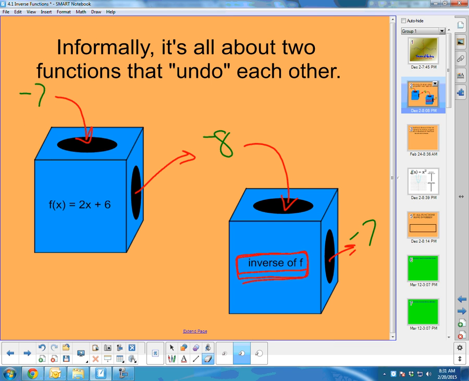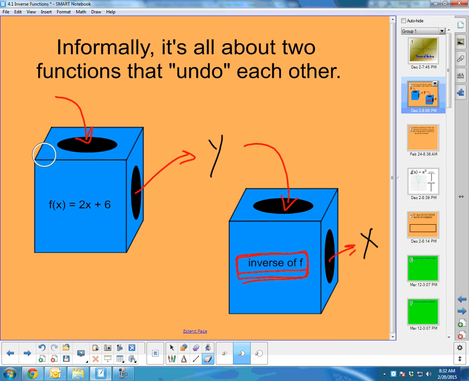Now, if I generalize this, we're talking inputs and outputs and using numbers here, but more generally, I put in some x and I get out some y from a function. I would take that y, put it into the inverse, and I would get my x back. And that's the undoing there. This kind of looks like our composition of functions.